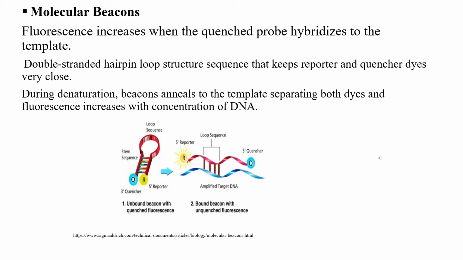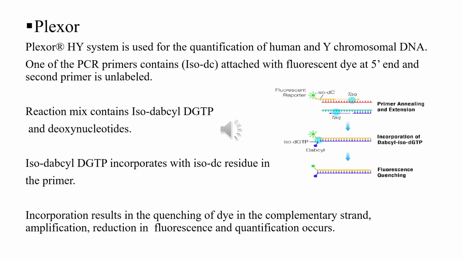The third detection method of qPCR is by using molecular beacons. Fluorescence increases as the quench probe hybridizes to the DNA template. Molecular beacons are double-stranded hairpin loop-like structure sequences that keep the reporter and the quencher dyes very close to each other. During the denaturation, the beacons anneal to the target template, separating both dyes, and fluorescence increases with the concentration of the DNA. The fourth detection method is by using the Plexor system.